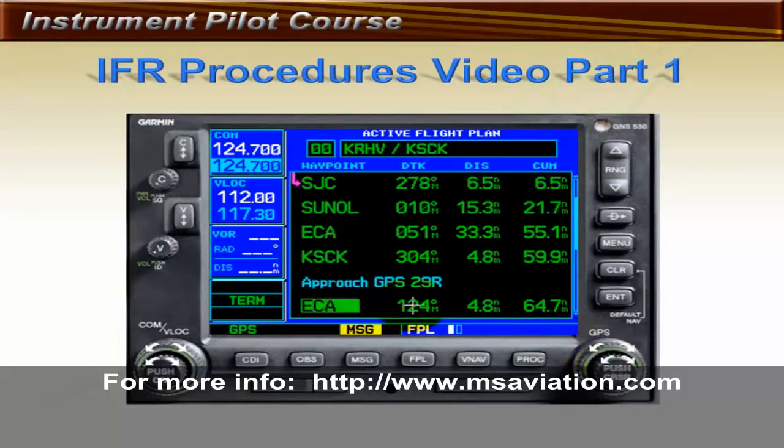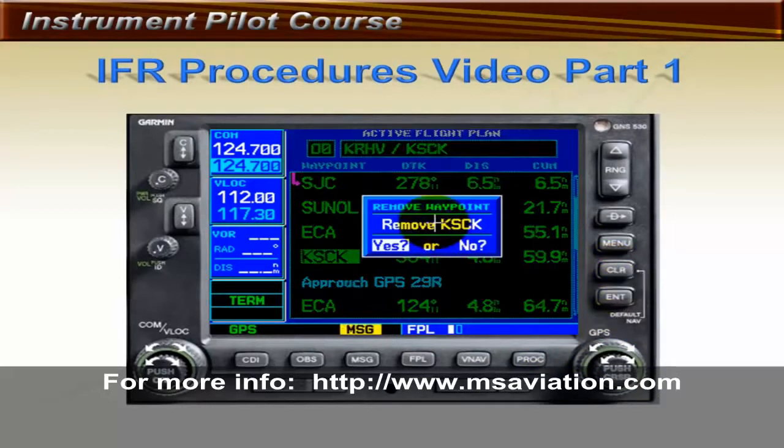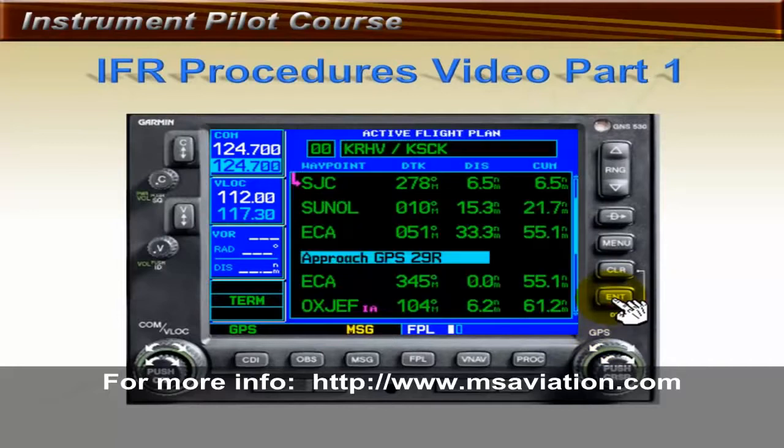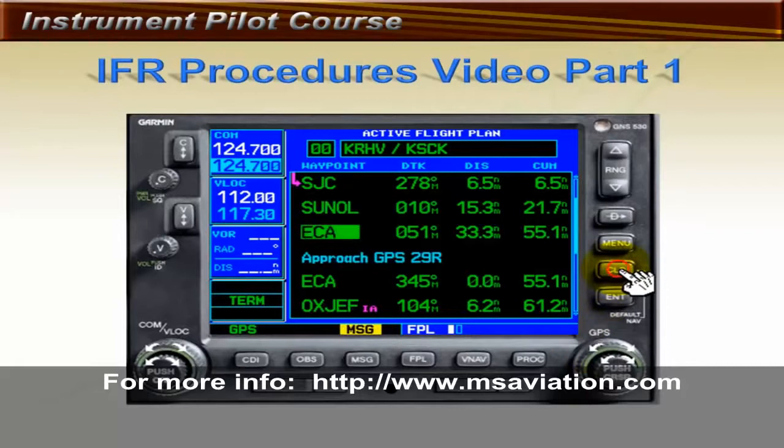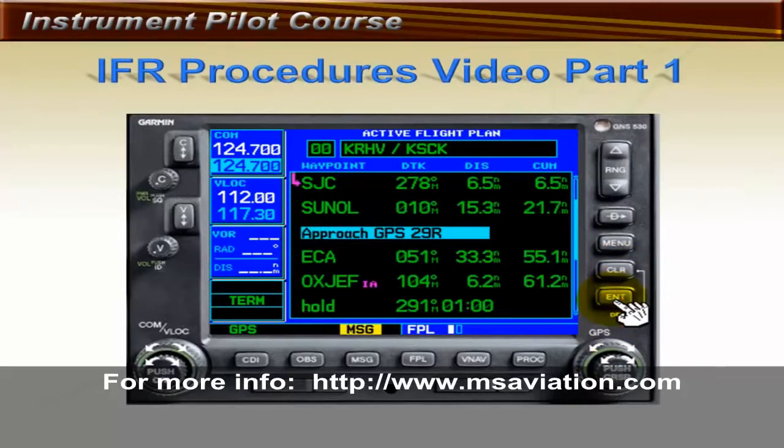So let's do that. The way we do that is by scrolling up to Stockton and pressing the clear button. And it says, do you want to remove Stockton? We'll say yes. Also notice that we have Manteca in here twice, so we'll get rid of this one. Now if we were going to OxJeff instead, then this point wouldn't really be here. But because we chose the VOR, it's actually going to try to go to Manteca twice, so we'll get rid of the one on top. And we'll say clear, yes. And now we have a flight plan that looks like it would work.